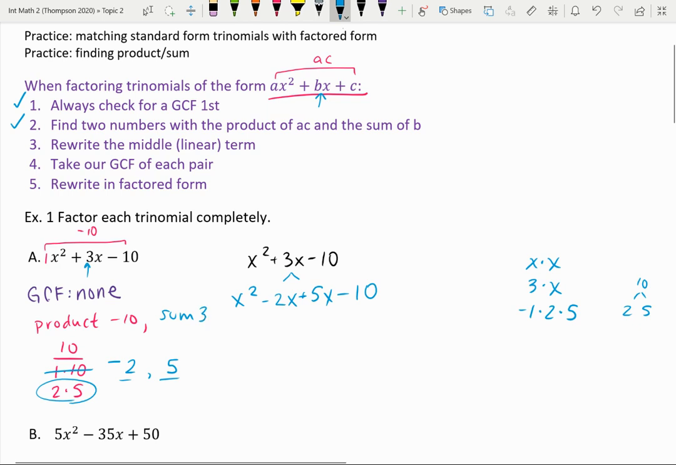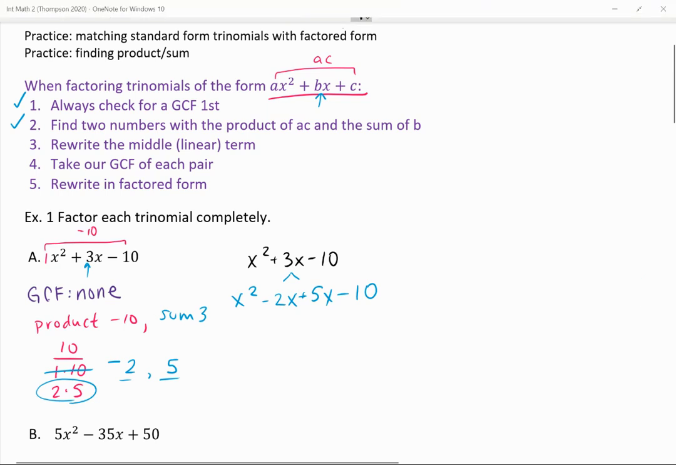Okay. I know that minus 2x plus 5x gives me 3x. All right, this is how I split it up. I need to split it up because I need 4 terms in order to use this method of factoring. So that's my third step.